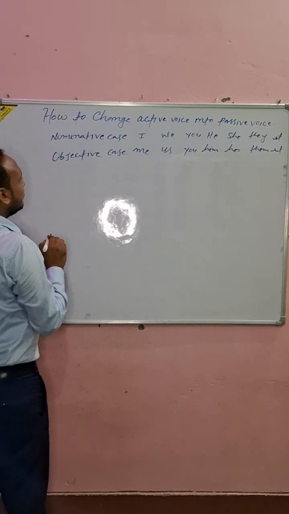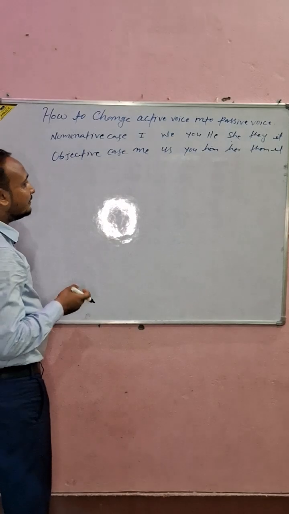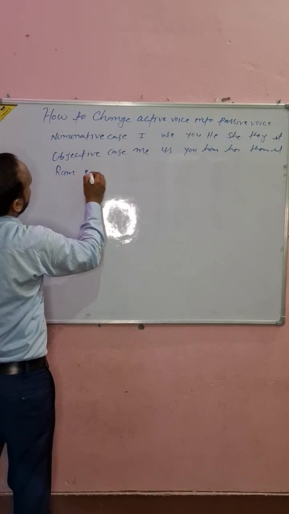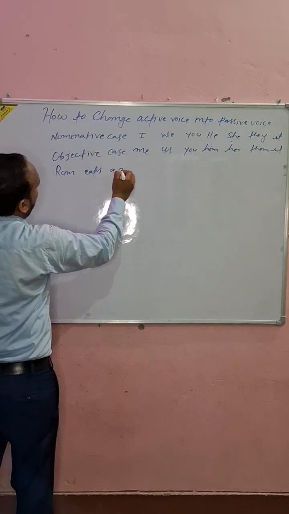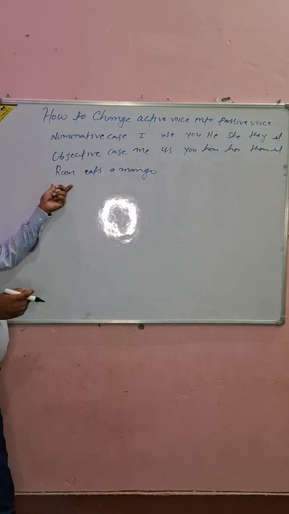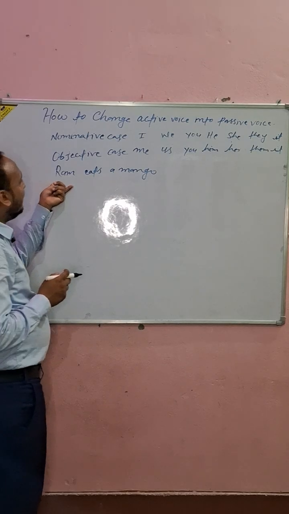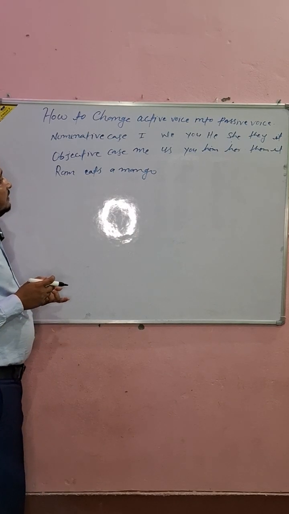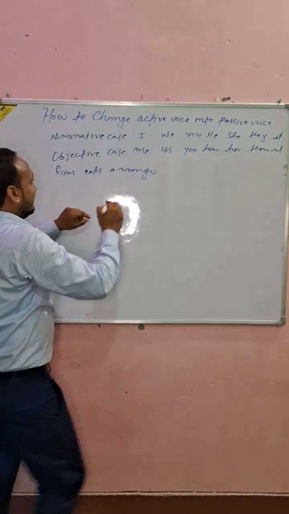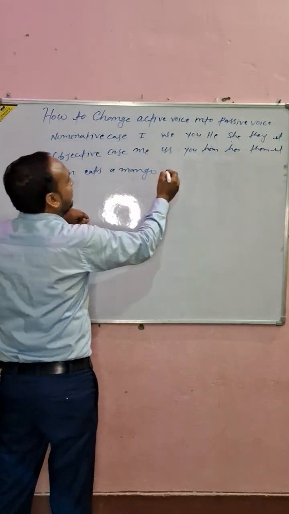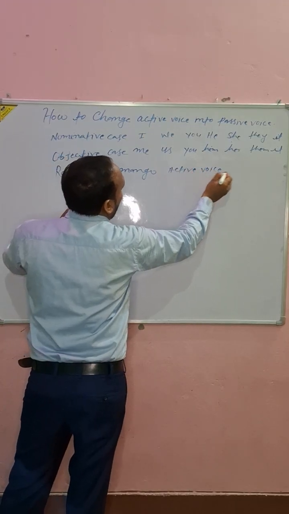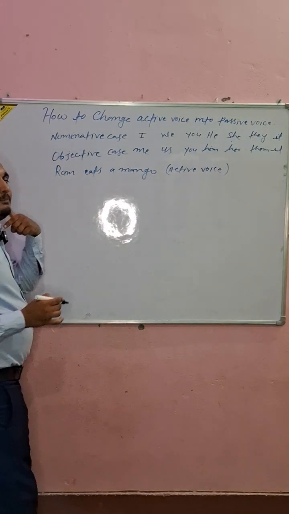Let's try to understand it with an example. Ram eats a mango. Here Ram is the subject, the doer, because Ram is performing the action of eating a mango. That's why we can say this sentence is in active voice. So what will be the passive of that?